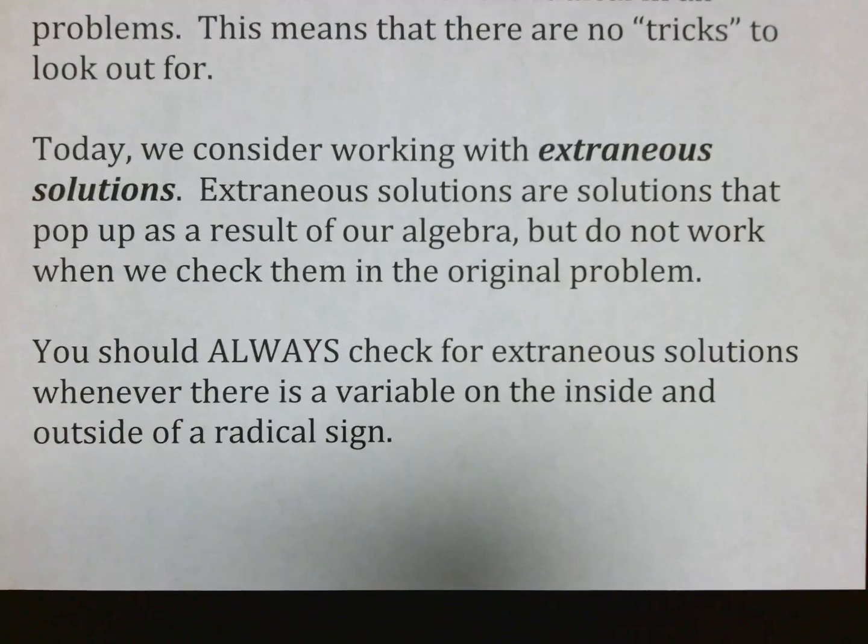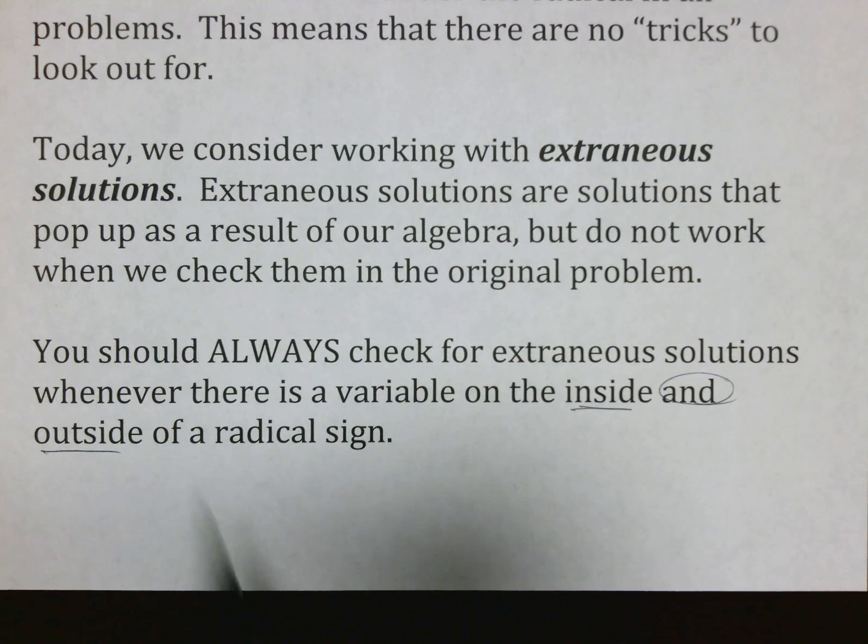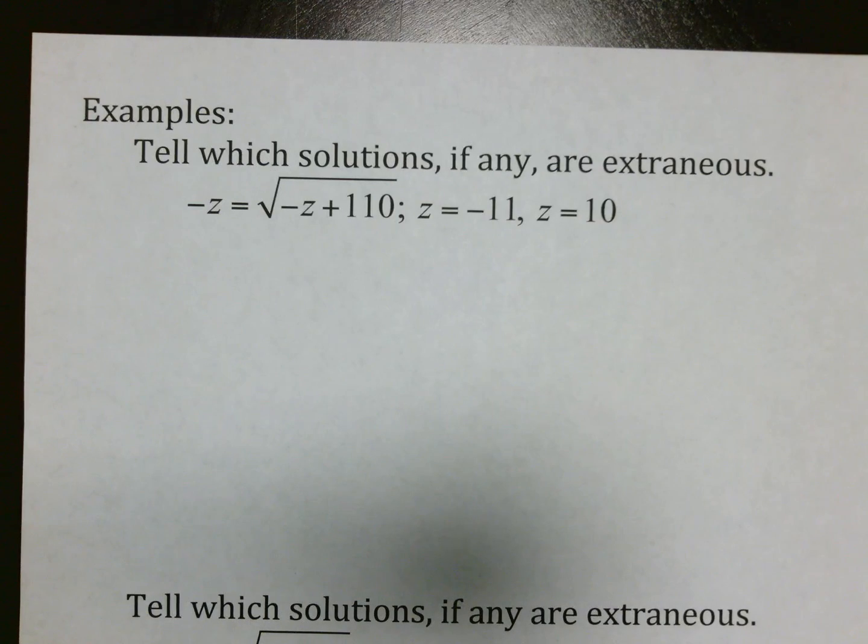Today what we're going to do is consider working with extraneous solutions. Extraneous solutions are solutions that pop up as a result of our algebra but don't work when we check them in the original problem. You should always check for extraneous solutions whenever there is a variable on the inside and, the key word is and, outside of a radical sign. If you remember doing absolute value work, you should also check anytime there's a variable inside the absolute value and outside the absolute value, because typically something weird happens whenever you have that.